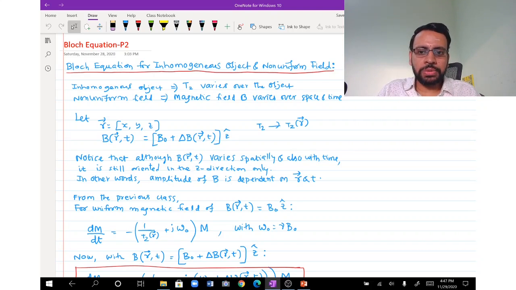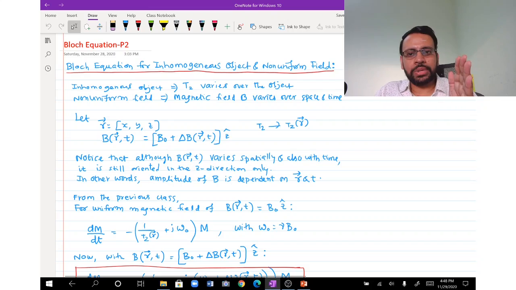And non-uniform field means, let's say, now we are going to use X, Y, Z. For a compact notation, I'm going to use an r bar vector, that's in fact a vector with components X, Y and Z. The modification that comes because of the inhomogeneous object is very trivial. In place of T2 I will be having T2 of r bar, which could vary with the spatial location indicated by r bar.